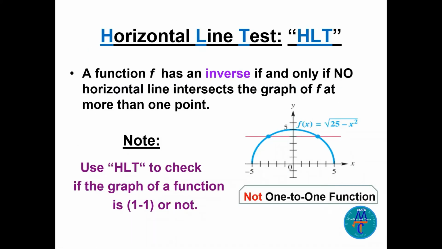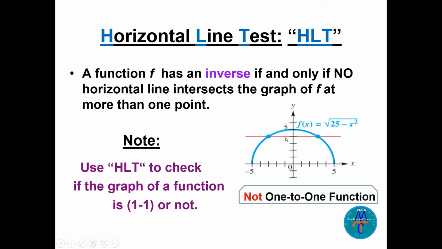Now, the horizontal line test we can use if we have a graph of a function and we need to know if this function is one-to-one. If it is one-to-one, it has an inverse. If it is not one-to-one, there is no inverse. So we just draw a horizontal line here. You see, this is the line here.